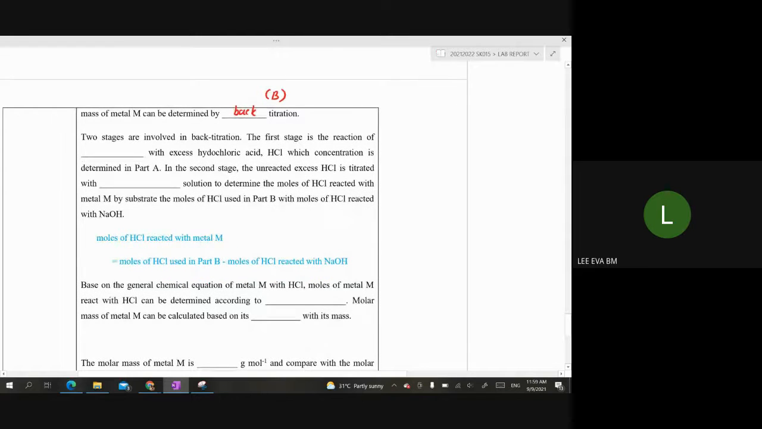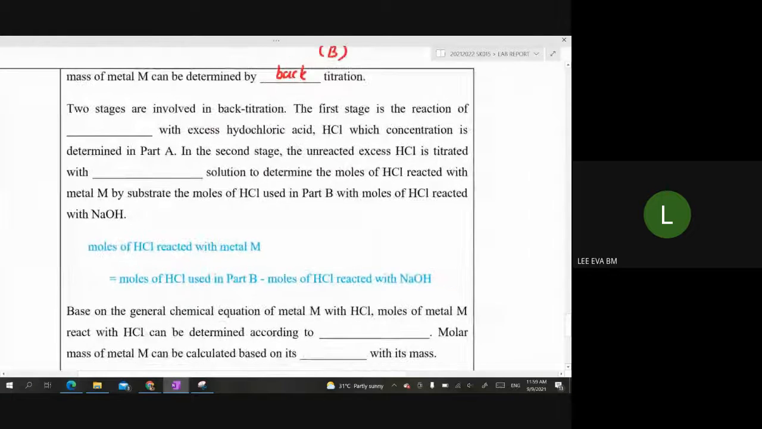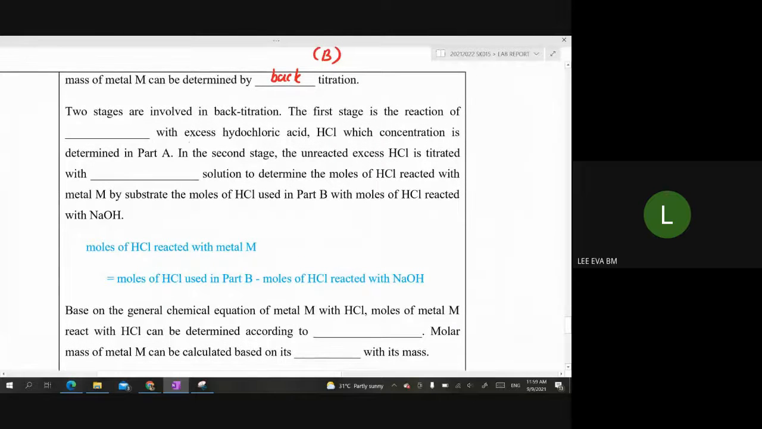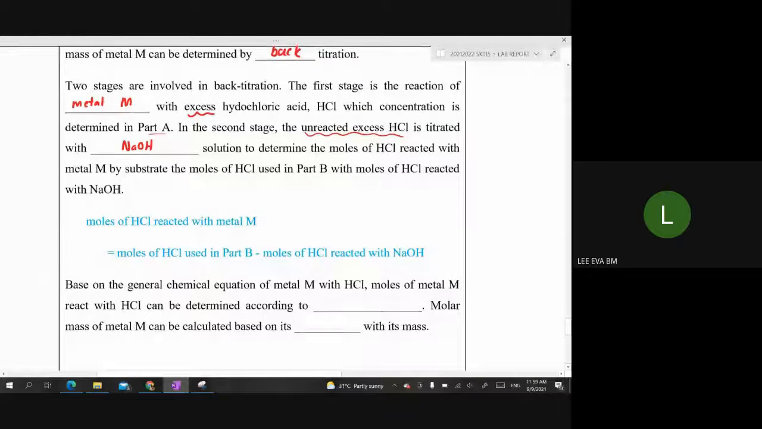Okay, so two stages are involved in back titration. The first step is the reaction of metal with excess HCl. So reactions between metal. Okay, so in this case, we are filling the metal before we know it is magnesium. So we're using the unknown M. Okay, so in which the concentration is determined in part A. So in our second stage, the unreacted excess HCl is then titrated with the one that is filled in the burette, which is sodium hydroxide solution. Okay, you can use the formula, no problem.